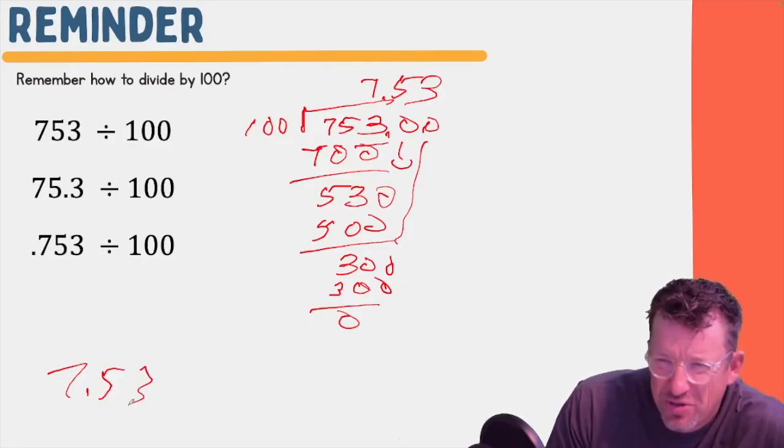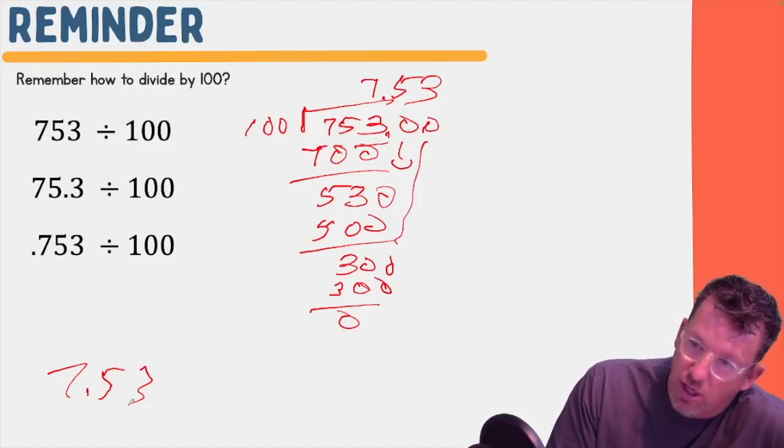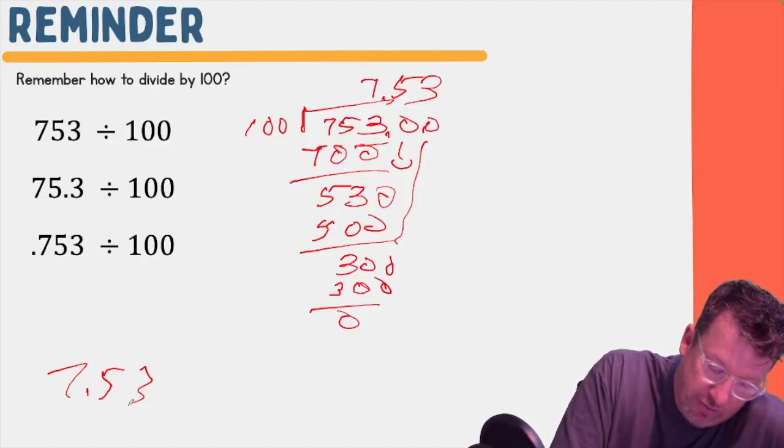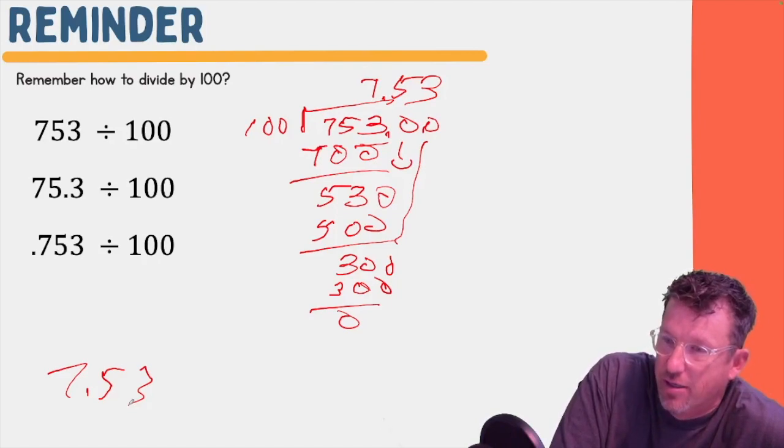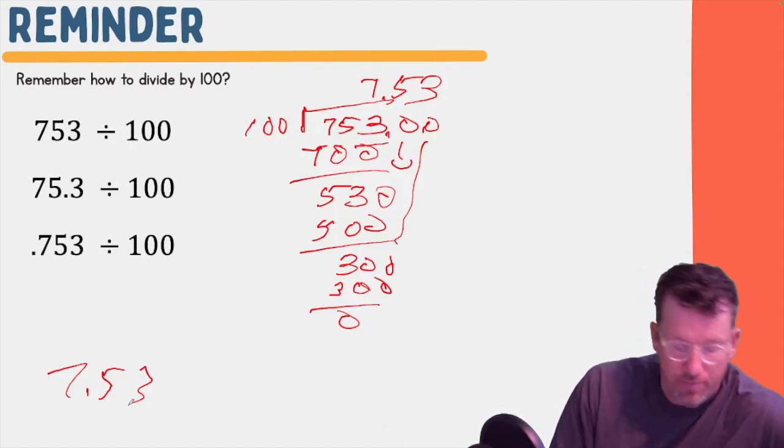Okay. Do you want to do that every time you divide by 100? I would say no. But what you noticed is all we did, 753, and the answer is 7.53. All we did was move the decimal 2 places to the left. And why would it be 2 places to the left?